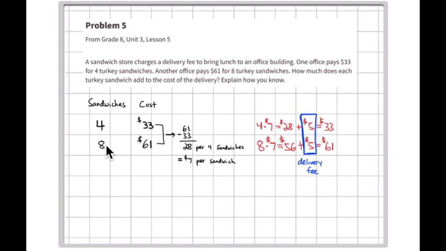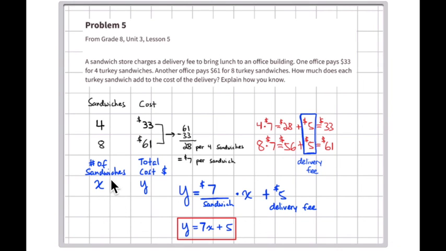So then go to 8 sandwiches and see if that makes sense. Each sandwich costs $7. 8 times 7 is $56. Then add the delivery fee of $5. Do you get a total cost of $61? And in fact, you do. So that works. So the delivery fee is $5, and the cost per sandwich is $7. That means you can now write an equation.